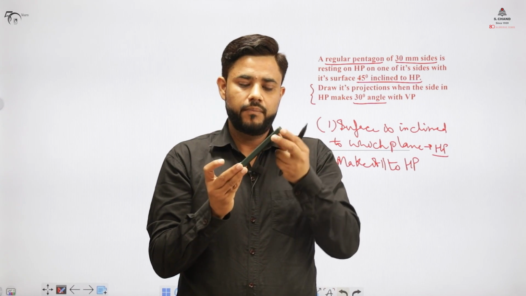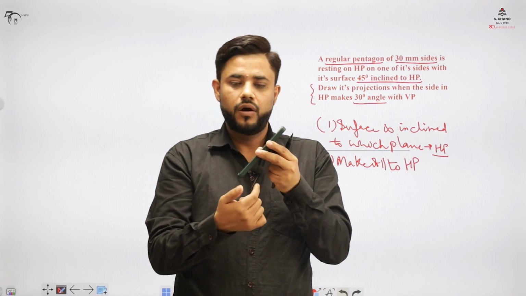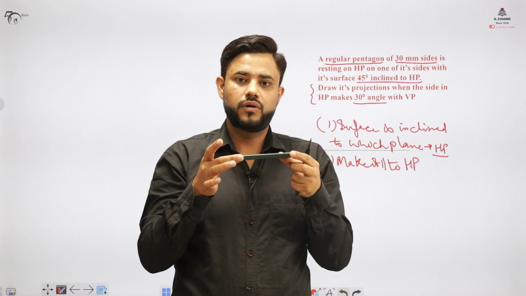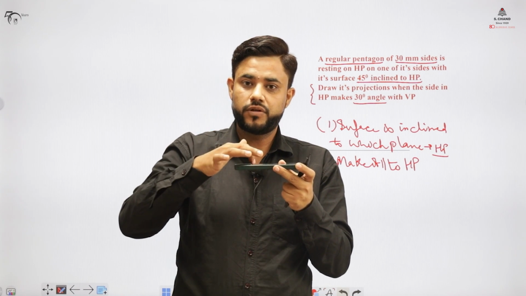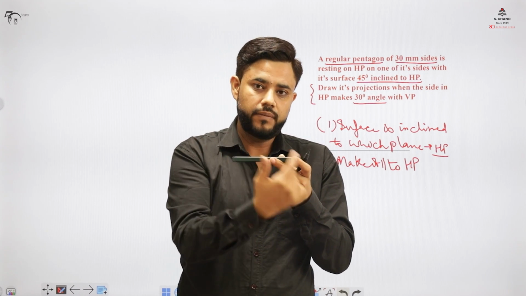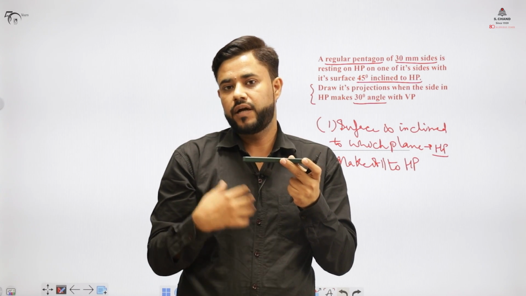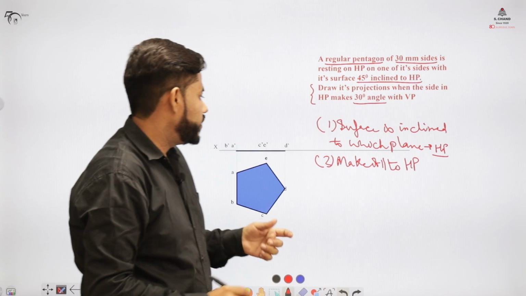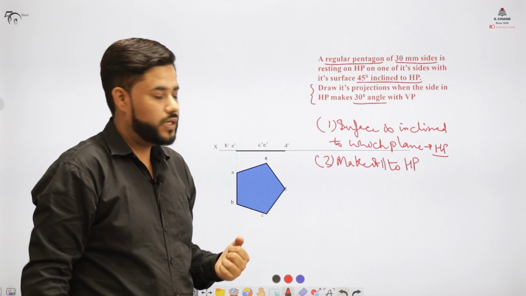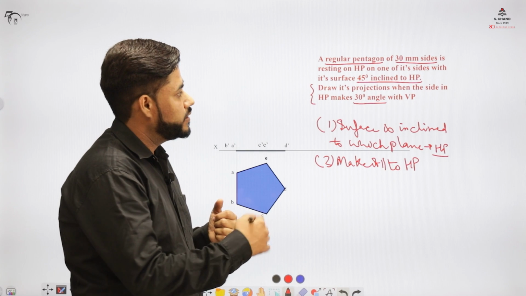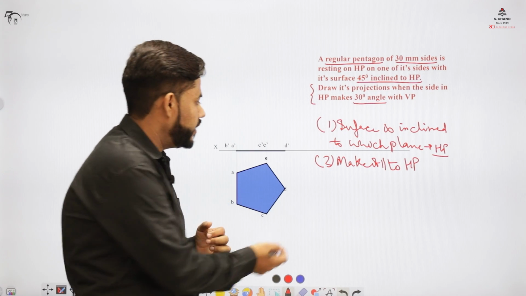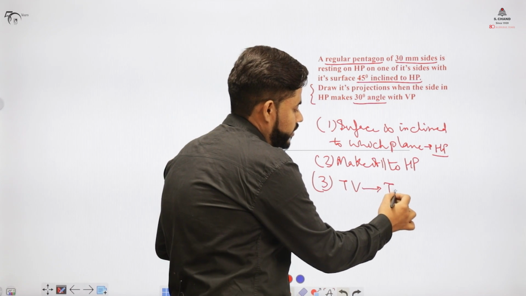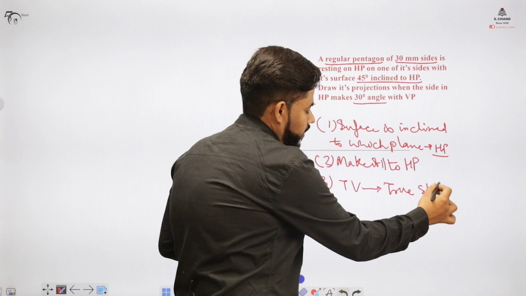You have a pentagon, but the pentagon is inclined at an angle of 45-degree with the horizontal plane. Now what you will do, you will make it parallel to the horizontal plane, and when you look at it from the top, you will get the same true shape as a top view, and in the front view you will get a line. So in this also you will get the true shape, which is a pentagon, in the top view, and in the front view you will get the line.